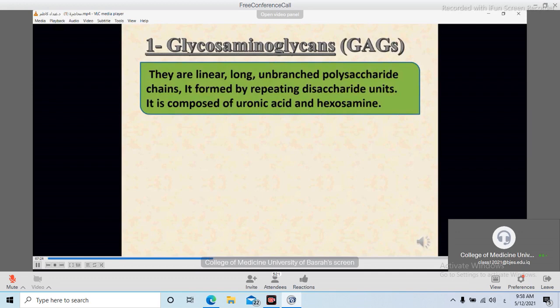Glycosaminoglycans are linear, long, unbranched polysaccharide chains. They are formed by repeating disaccharide units. They are composed of uronic acid and hexosamine.